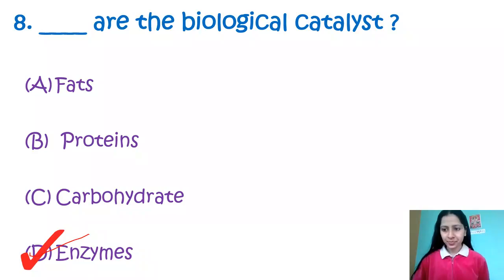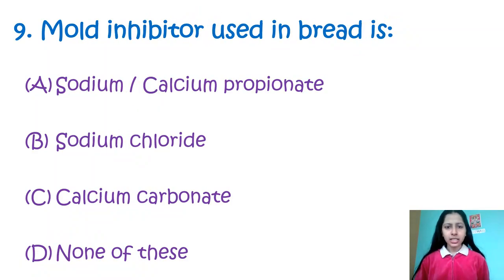Question number 9. Mold inhibitor used in bread is option A sodium calcium propionate, B sodium chloride, C calcium carbonate, and D none of these. So the inhibitor used in bread is option number A, that is sodium propionate and calcium propionate. This is a synthetic inhibitor mainly used to inhibit molds in bread.